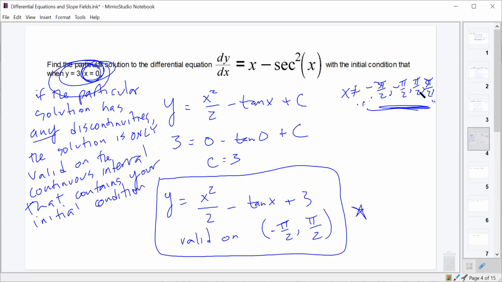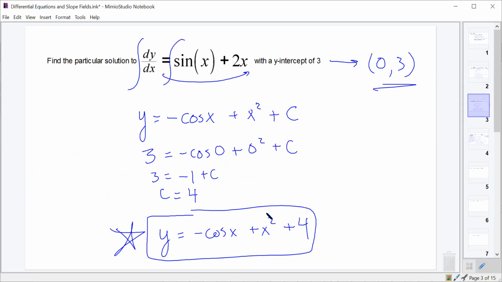It doesn't matter what's happening between pi over 2 and 3 pi over 2, or between 3 pi over 2 and 5 pi over 2, or between negative 3 pi over 2 and negative pi over 2. This part of it only must be true between negative pi over 2 and pi over 2 to make the initial condition true. In all the other portions of it, it doesn't matter what that constant is. Does that make sense? Yes. Cool.